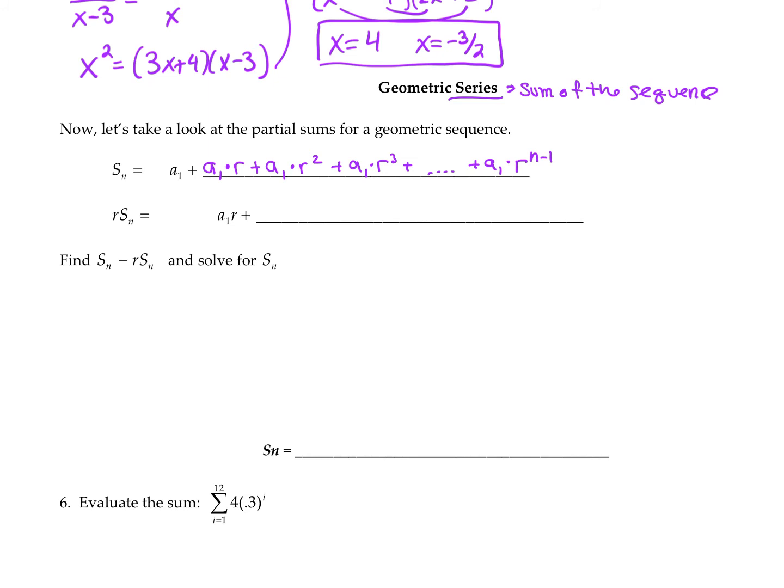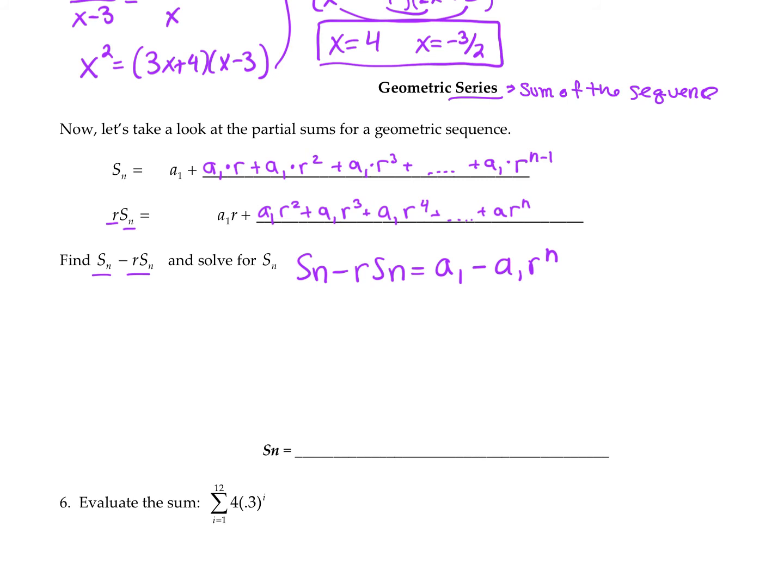Now they're saying, how would you represent r times the sequence? So it'd be r times a1 plus a1 times r squared plus a1 times r cubed plus a1 times r to the fourth, so on and so forth, plus a1 times r to the n. So then if I do S, the sum, minus the sum times r, I'm going to have really just a1 minus a1 times r to the n.